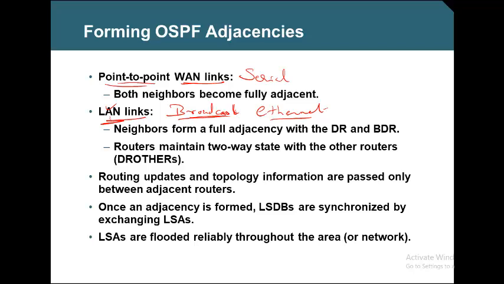When you have a serial link between two routers, they form full adjacency, full. Meaning this R1 and R2, they form full adjacency, meaning R1 will give everything it has got to router 2. And router 2 will also send everything that it has got to router 1. Full adjacency, that is the meaning of full adjacency.